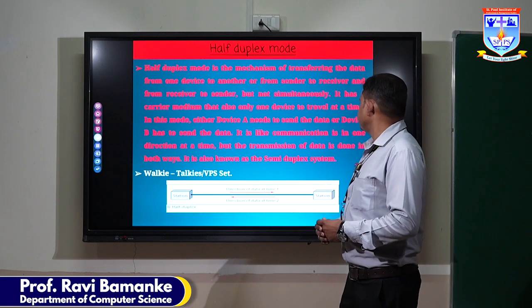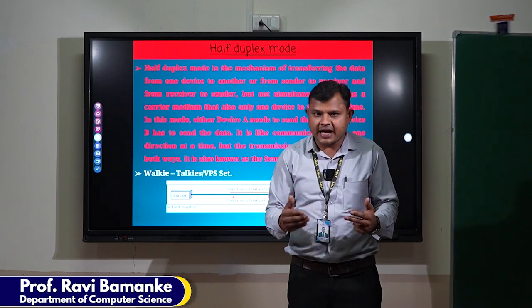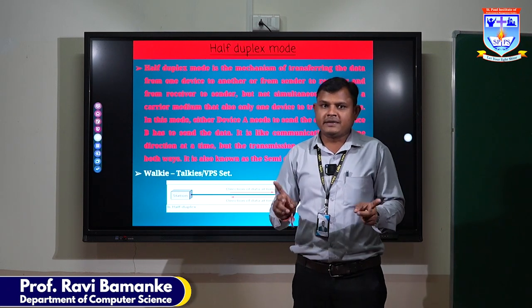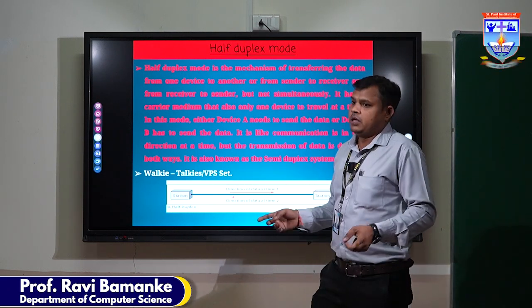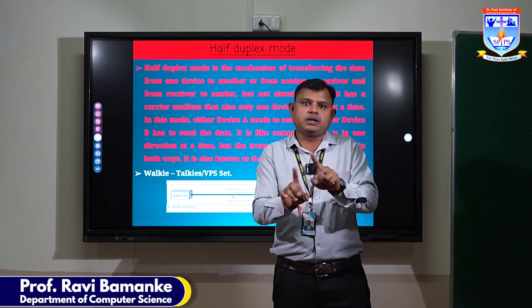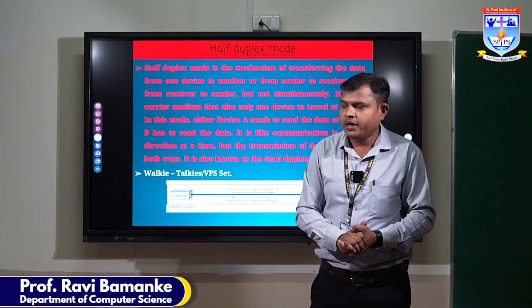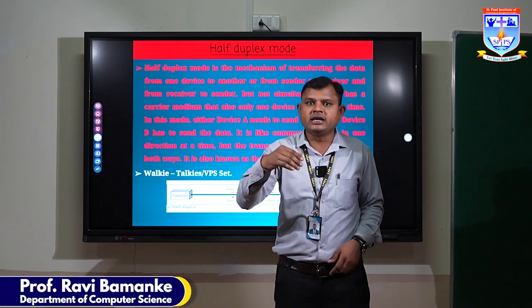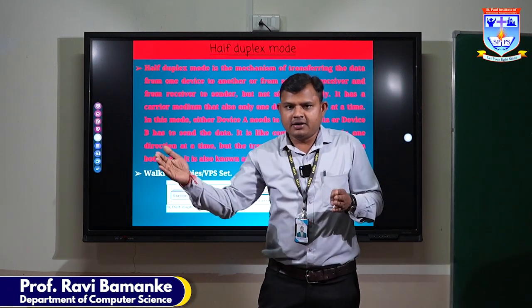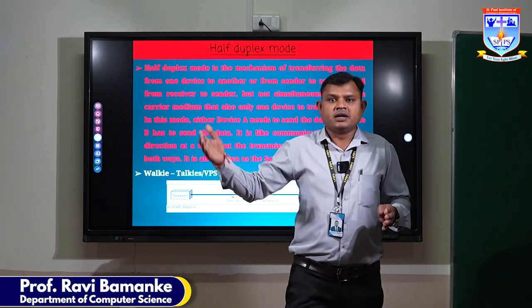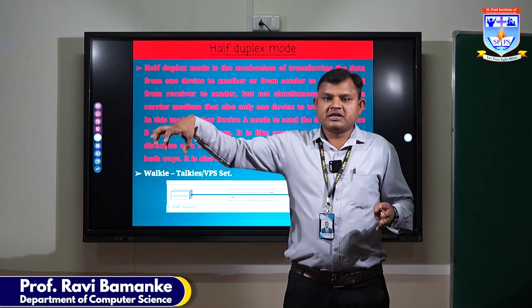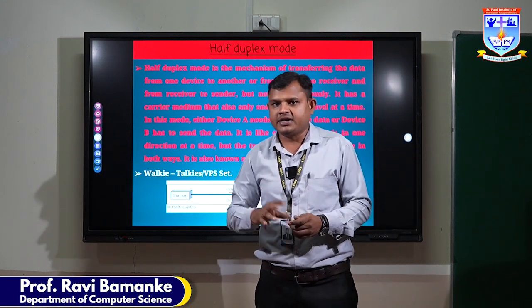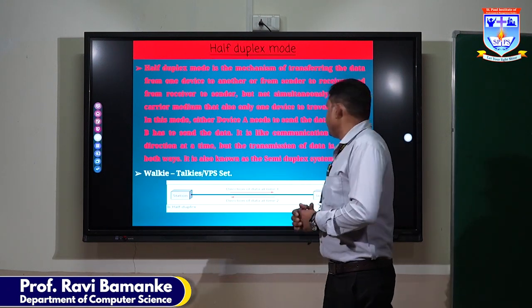It is like communication that is one directional at a time, but transmission of the data is done in both ways. Basically, half-duplex mode is a two-directional data transmission way, but actually the transmission at a time is single: the sender sends and the receiver receives, and then the receiver, device B, sends to device A, only one at a time. It is also known as a semi-duplex system.